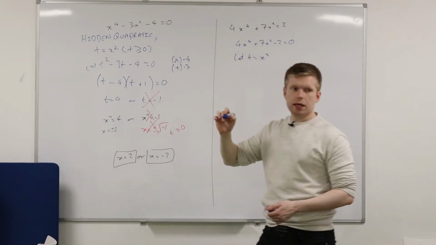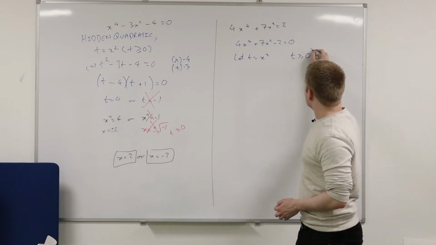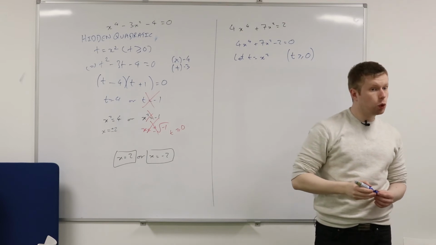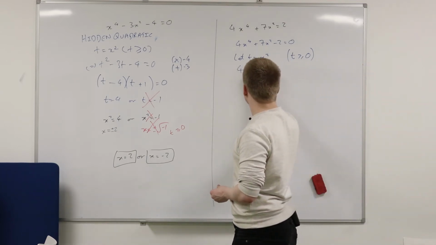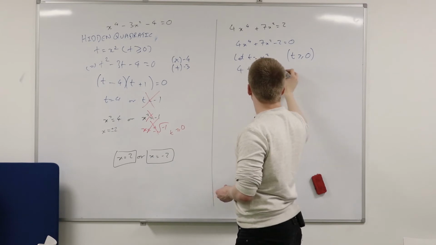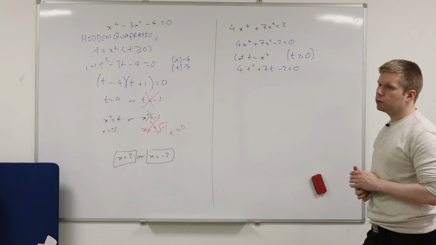What's the condition on t again? Must be bigger or equal to 0. Perfect. So it can't be negative. In fact, we say t is non-negative. Good. In which case that becomes 4t squared plus 7t minus 2 equals 0. Okay, so that's a quadratic you need to solve.